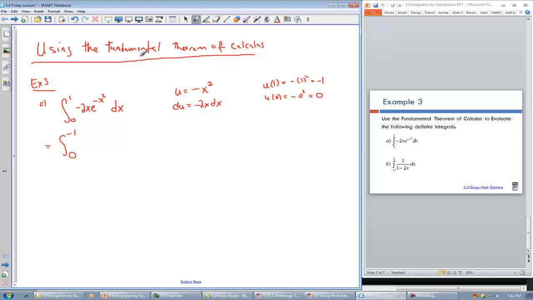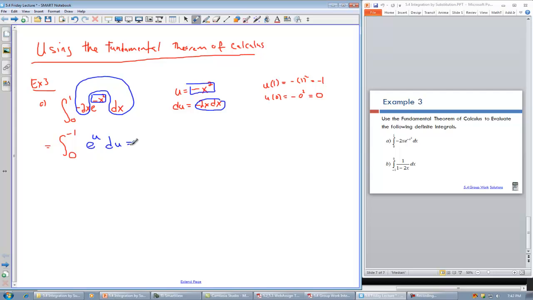And I have, let's change colors here. I have my u, right? This is my u, right here. So I have e to the u, and minus 2x dx, right? That's just right here. So that's my du.